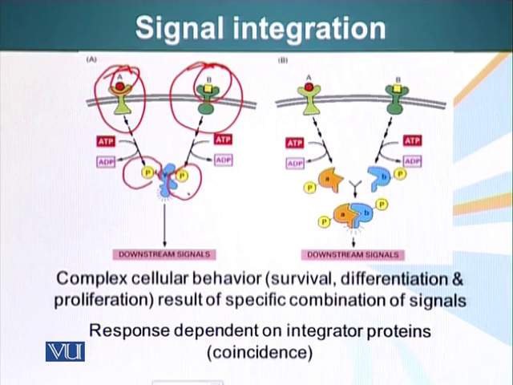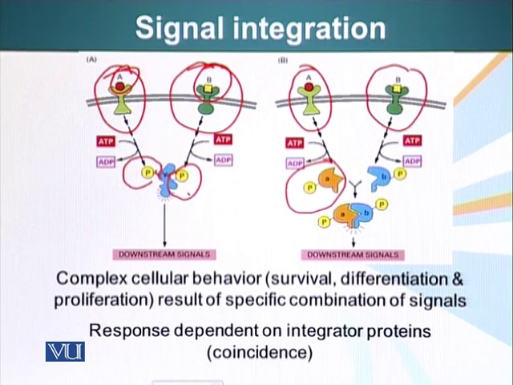Another way this can be accomplished is with two receptors, where binding of ligand to these receptors results in phosphorylation of two separate proteins. After they have a phosphate group attached, they undergo a conformational change, and they can now bind each other and convey the signal downstream. So these are the two ways cells can regulate proliferation, by having signal integration mechanisms.